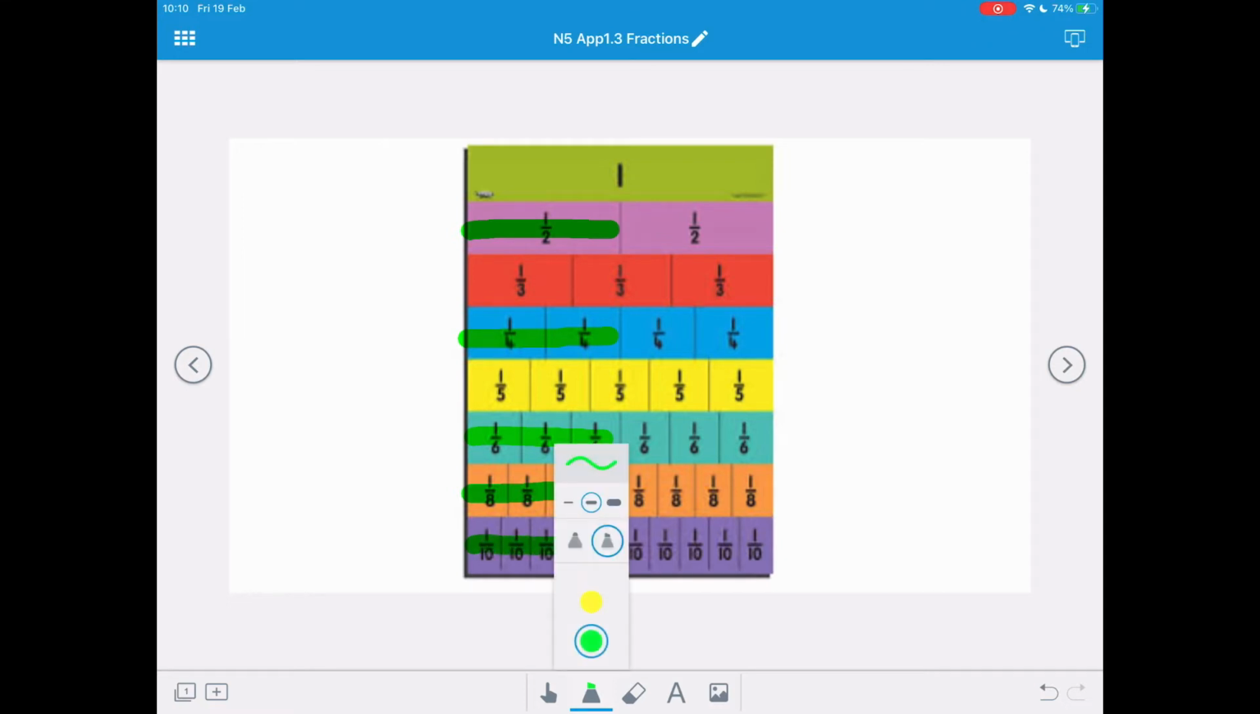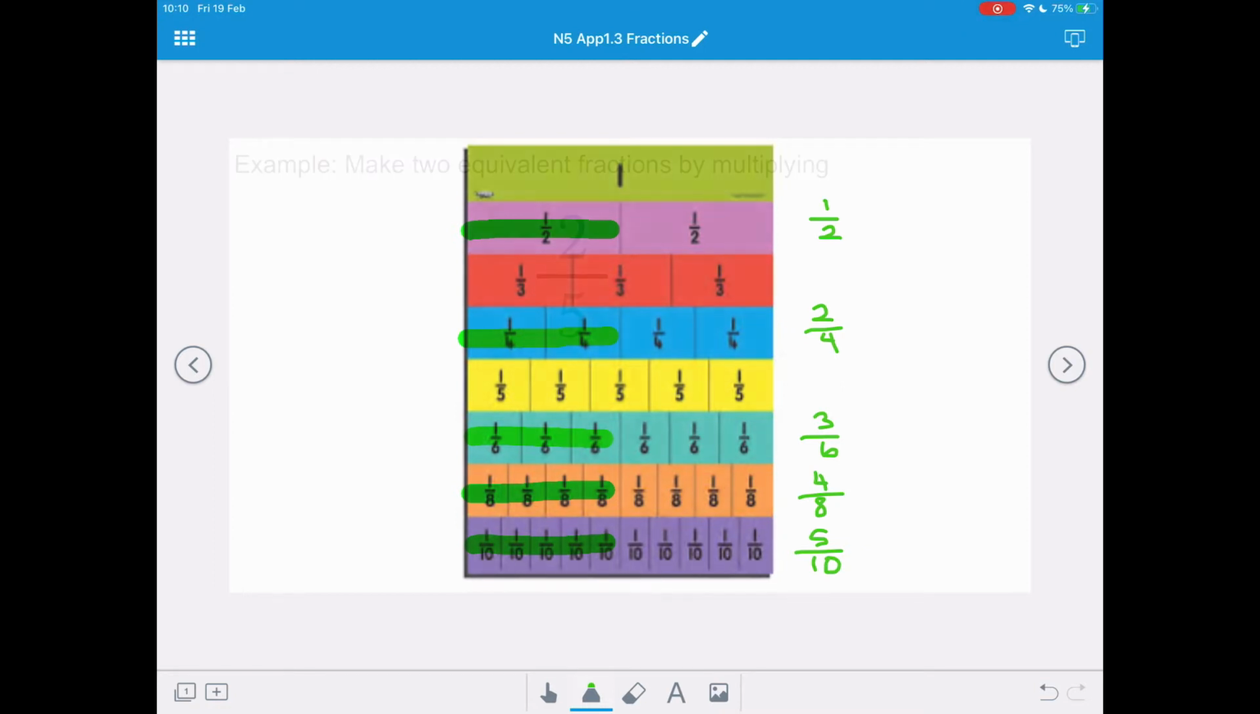And if we were to write all of these fractions by combining them, then you can see that 1/2 is the same as 2/4, which is the same as 3/6, or 4/8, or 5/10. So these are all equivalent fractions.